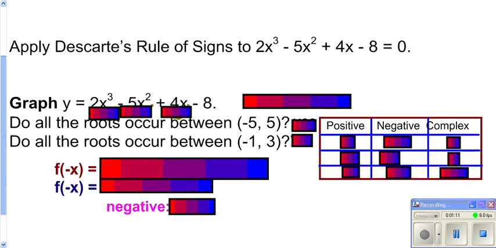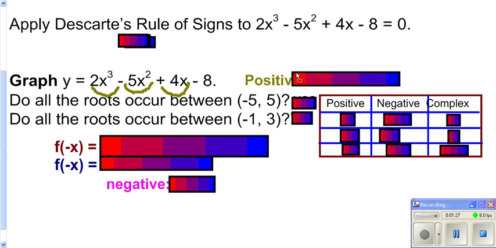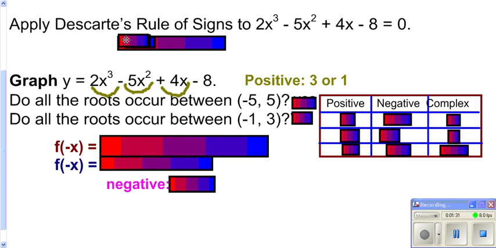So let's go ahead and do Descartes' rule of signs on this problem. Remember, to find your positive roots, you have to count the sign changes. Positive to negative, that's a sign change. Negative to positive, that's a sign change. Positive to negative, that's a sign change. So for your positive roots, you have 3 of them, or it could be 1, because remember, it's equal to the number of sign changes, or you go down by increments of 2.